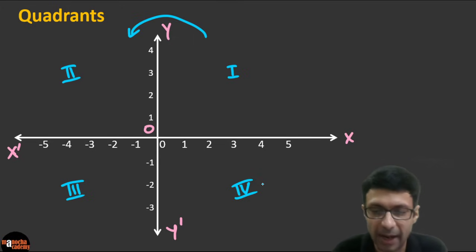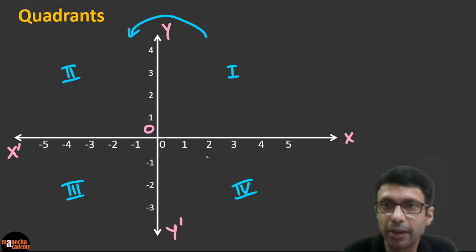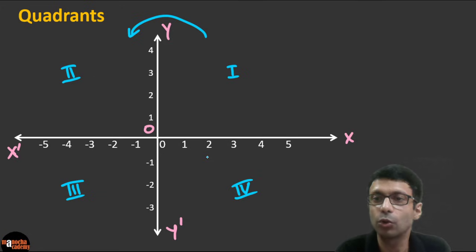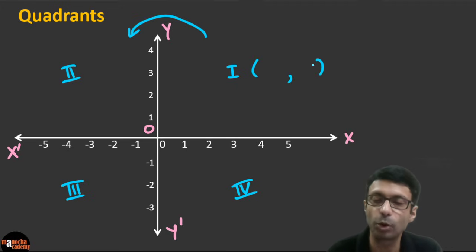Clear guys? Now in the first quadrant, can you tell me what will be the values of x and y, positive or negative? What do you guys think? If I try to represent the numbers in the first quadrant, will it be positive for both x and y, or positive and negative? What do you think, guys?